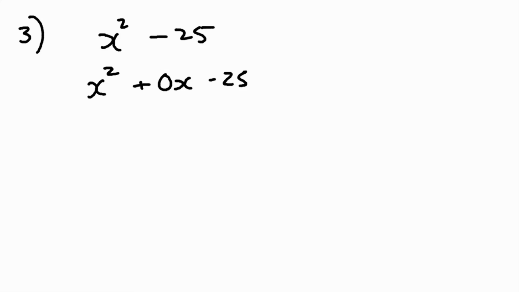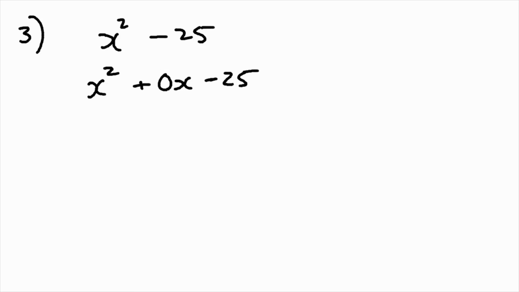For our final example, we're looking at something slightly different. X squared minus 25. Now we can follow the same pattern, but we can write this out as x squared plus 0x minus 25.